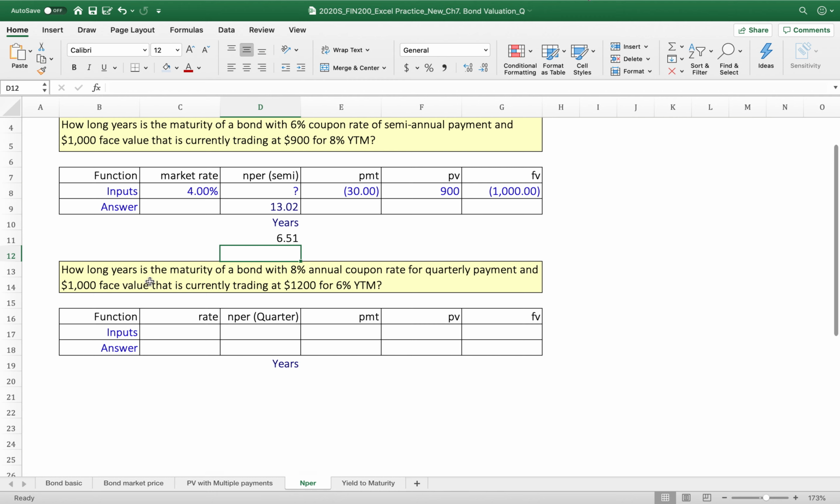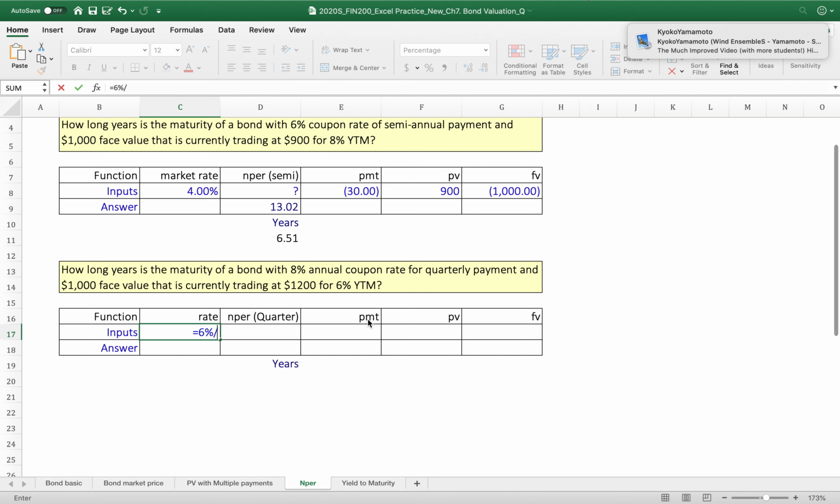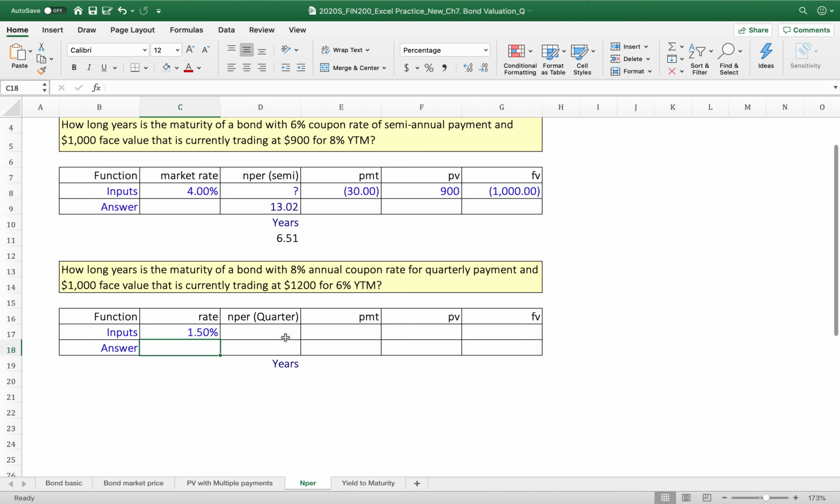Next case, how long is the maturity of a bond with an 8% annual coupon rate for quarterly payment and $1,000 face value, currently traded at 1,200 with 6% YTM. Now, the payment recurs on a quarterly basis. So the rate we want to use for the discount rate, the YTM or the market rate, is 6% divided by 4. So 1.5% is the quarterly rate.